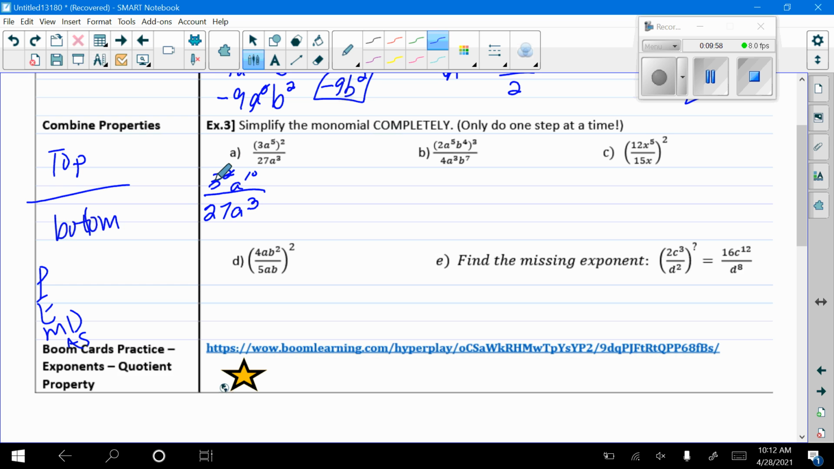3 squared is 9. Now 9 over 27, 9 goes into 9 once, 9 goes into 27 3 times. So now I have a to the 10th over 3a to the 3rd. But I have a's on top and bottom, so I can reduce those. 10 minus 3 gives me a to the 7th. My answer is going to be a to the 7th over 3.